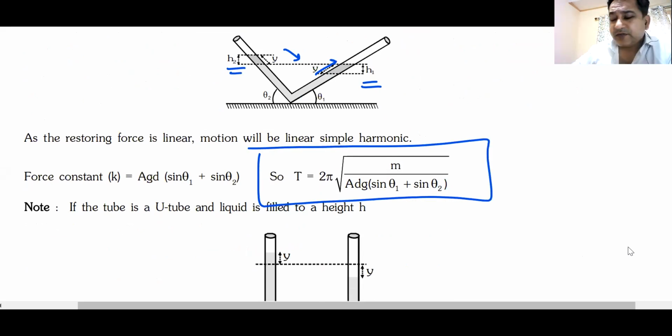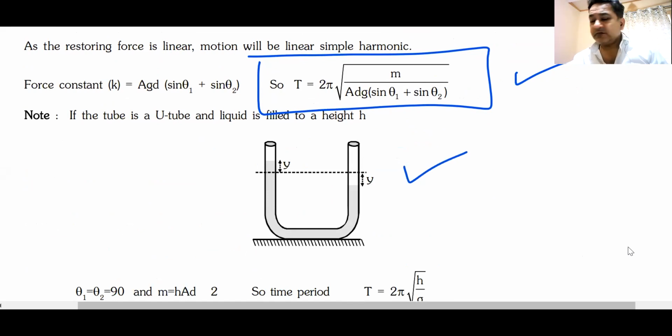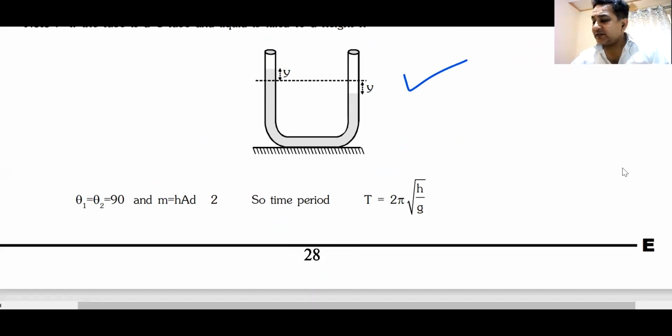Draw this diagram. I'll share this PDF with you. Don't worry, I forgot to share this PDF, so I'll send this PDF. All these examples are there. Some worked out examples are there. Solve them. So this will be the time period of this SHM. Again, instead of inclined, you make it vertical and your answer will look like this.